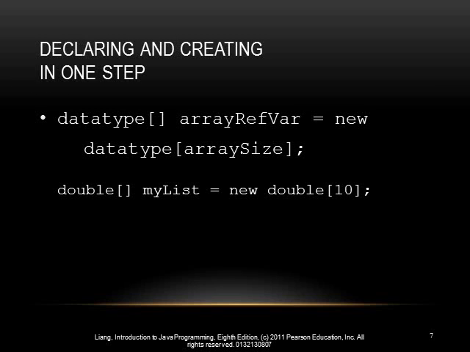Well, just as we can declare and initialize primitive data types in one step, the same is true for our array. It's important to point out the assignment equal new double 10 does not put 10 memory locations into MyList. What it does is set MyList's value to a memory address where the first element of the array can be found.